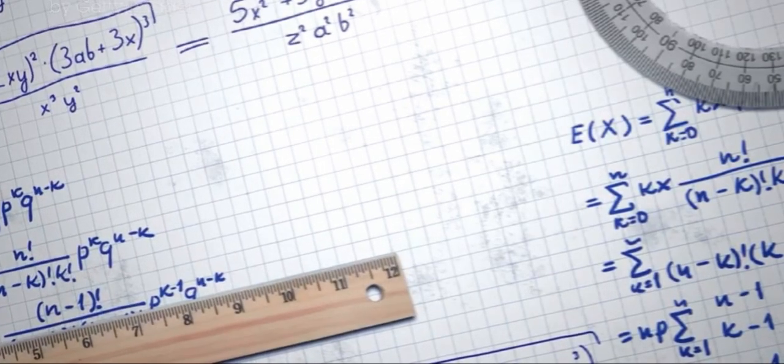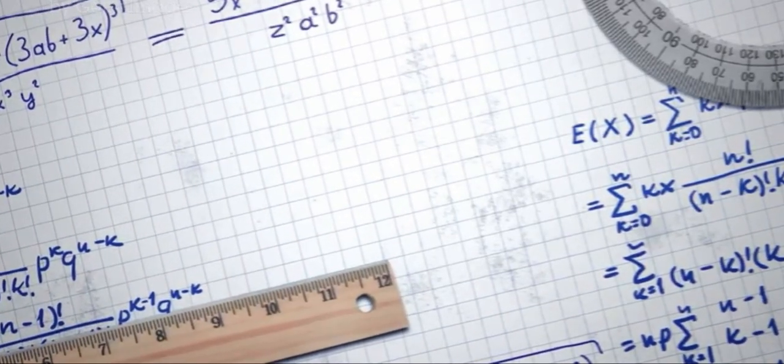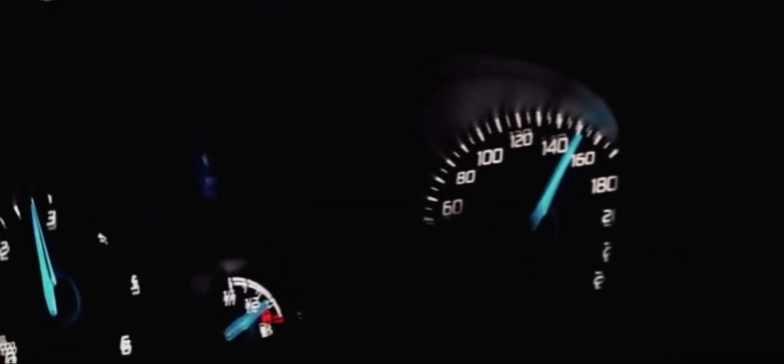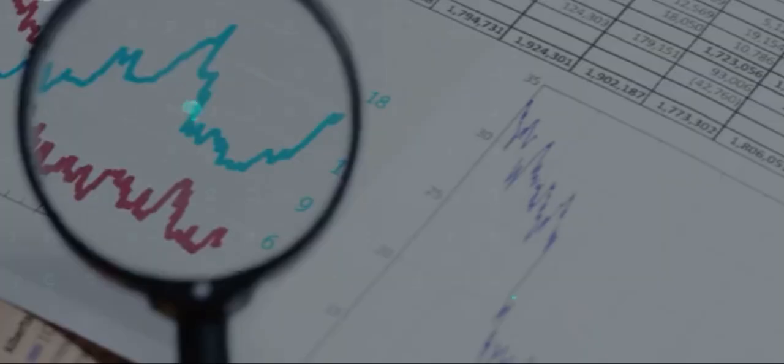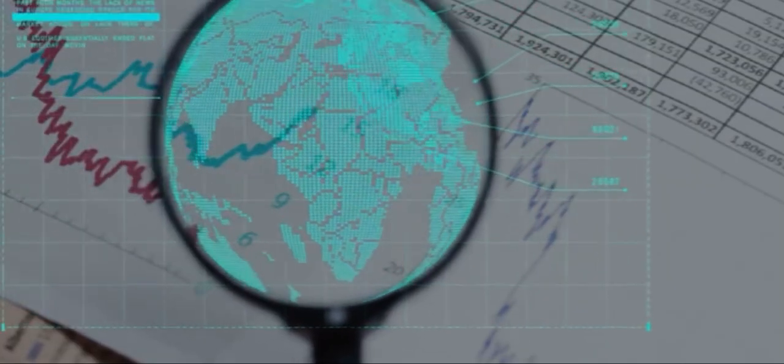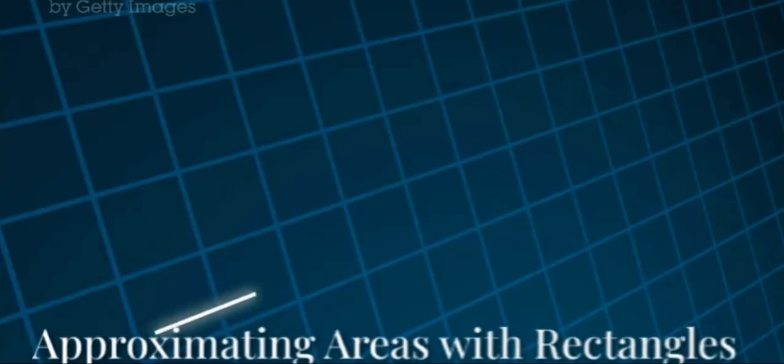The concept of the area under a curve might seem abstract, but it has many real-world applications. For example, consider a car accelerating at a constant rate. We can represent this acceleration with a graph where the x-axis is time and the y-axis is speed. The area under this curve, which represents the distance traveled, is not a simple geometric shape. To calculate this area, we need to use integration.